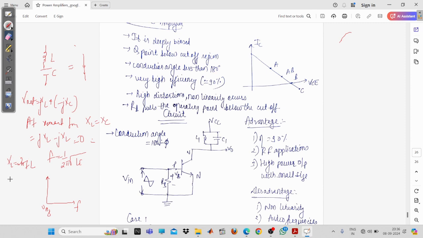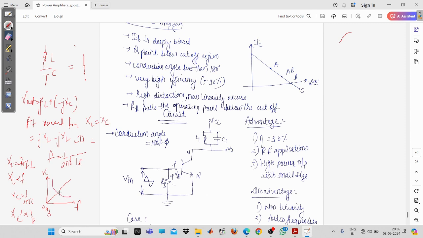So in that case, your XL is directly proportional to your frequency, so this will have a linear relationship. Similarly, Xc will be equal to 1 upon 2 pi f into C, so they have an inverse relationship. So Xc will be 1 upon f. So if you plot the curve like this, right?